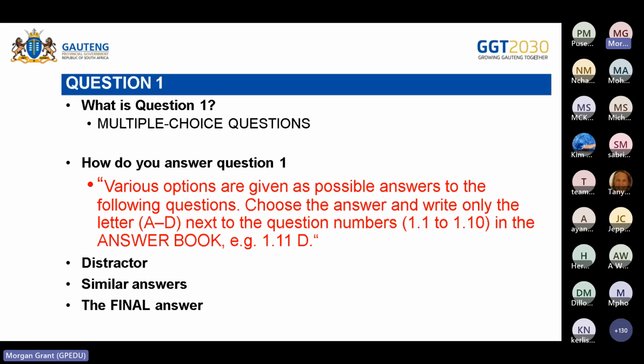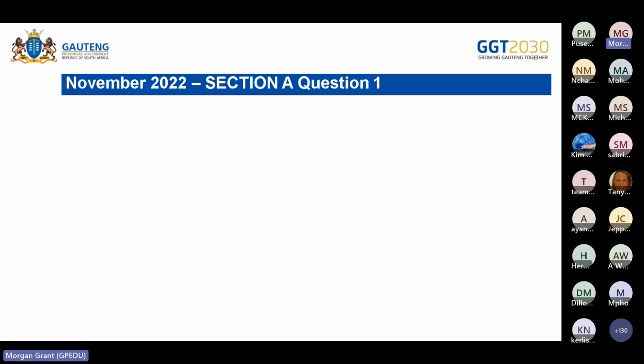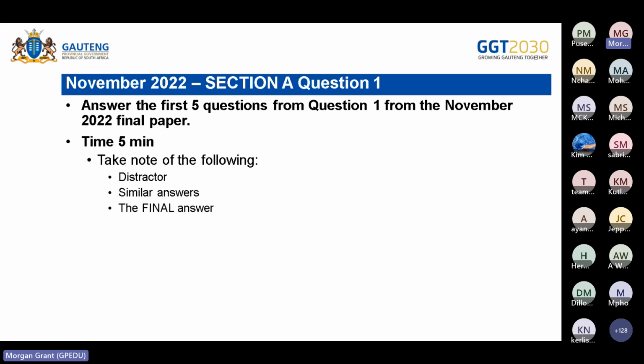Now we're going to do the activity a little bit differently. Normally, what we would ask you to do is to answer the question, and then we give the answers, and after we've given the answers, you mark it and we discuss it. So what we're going to do today is we're going to do it a little bit differently. Take out your November 2022 paper, go to section A, go to question 1, and we're only going to look at the first 5 questions. And what I want you to do with the first 5 questions, and we can even do it together, I want us to look for where would we find similar answers, what would the answer be, and what is the distractor in the actual question.